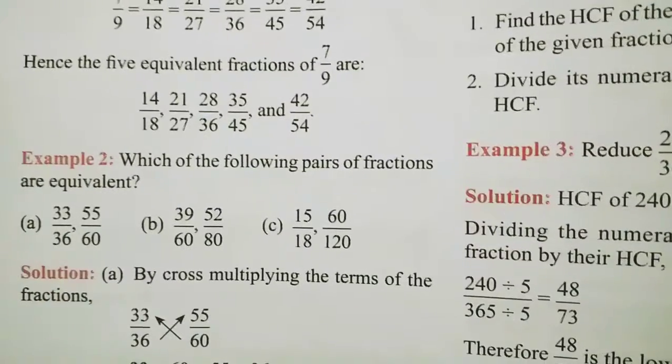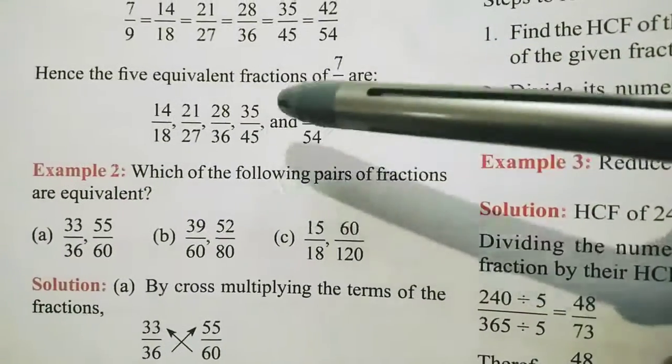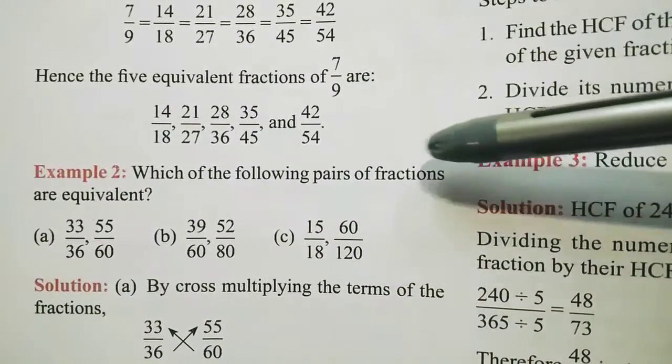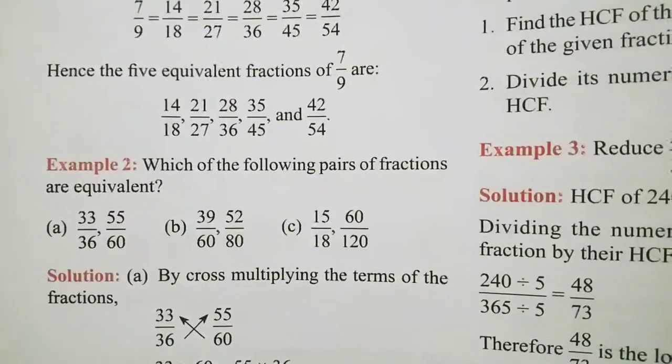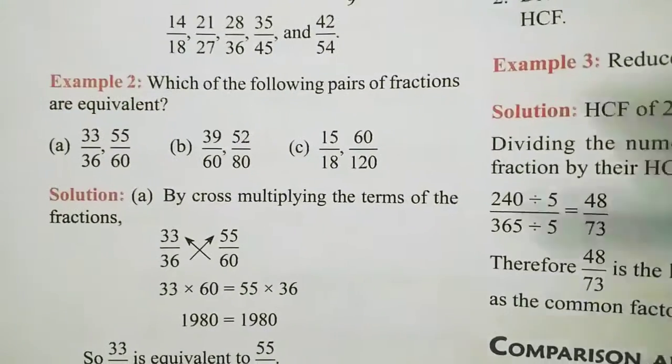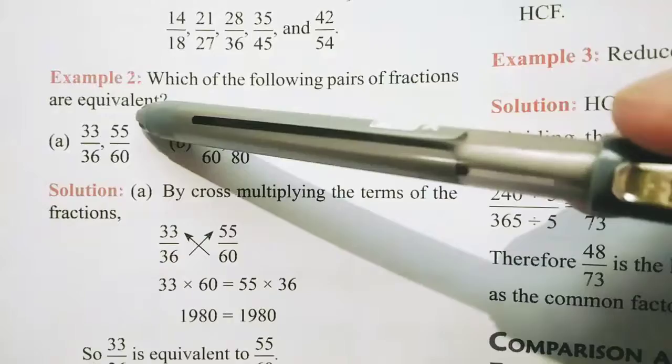Now in example number 2, you have to check whether they are equivalent fractions or not. Which of the pairs of fractions are equivalent? So what is the rule? You have to cross multiply the fractions. So here 33 by 36 and 55 by 60.